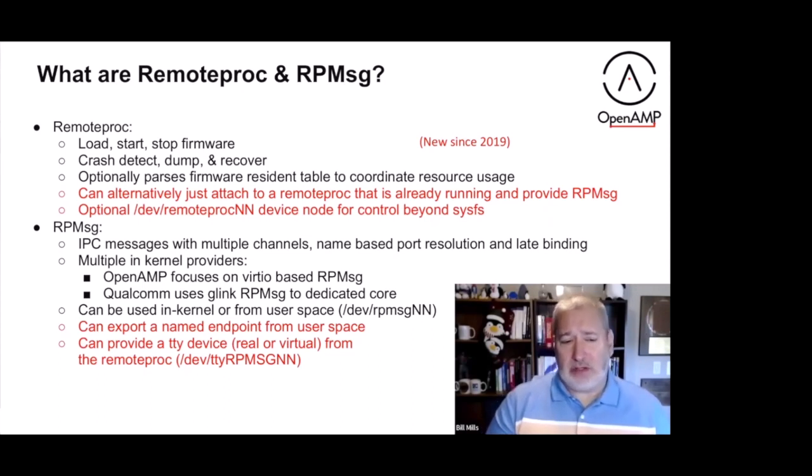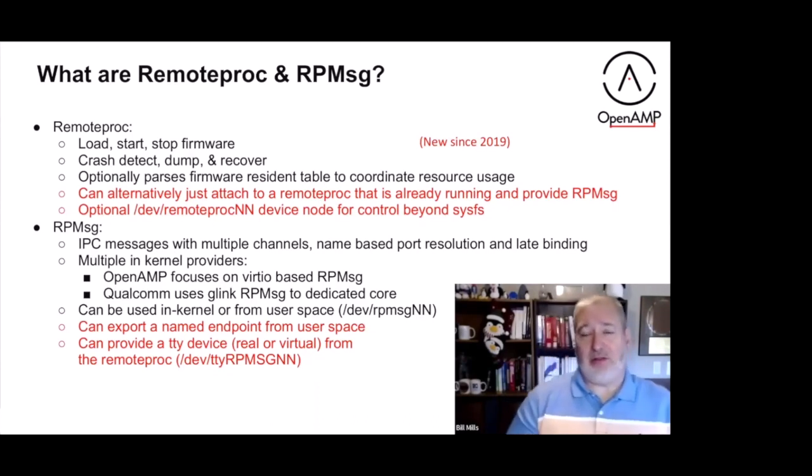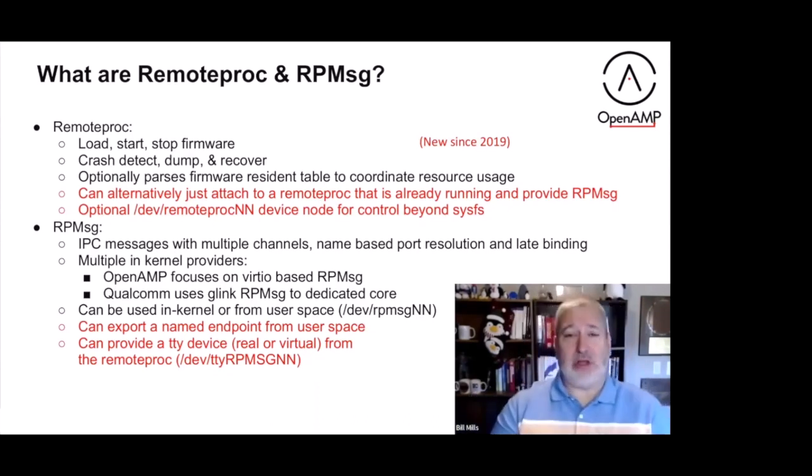So RPMsg, fundamentally, is just an IPC mechanism. It's a multiplexing layer, just like TCP or UDP is. So it has multiple port numbers, and then it has name-based port resolution. So you can do a name announcement, and that name announcement will associate a port number with a name, so you can do late binding to the port numbers.